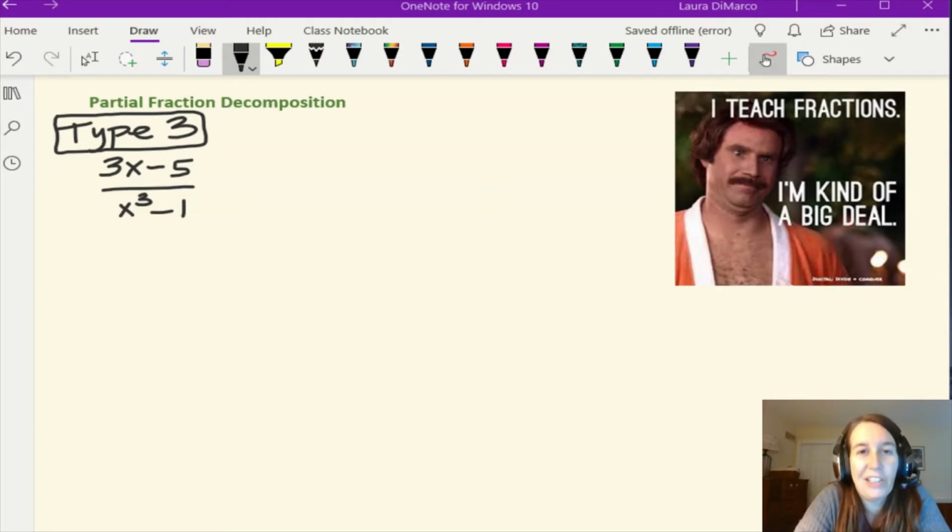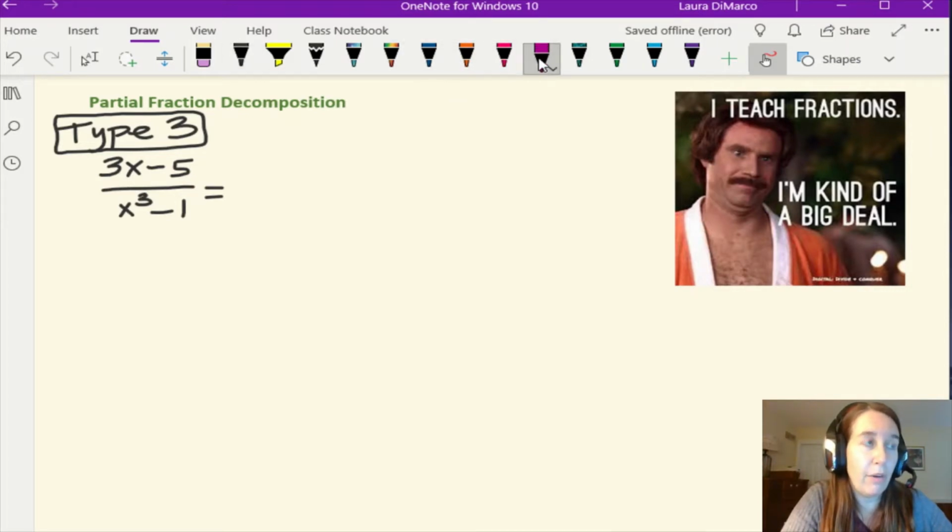Okay, let's take a look at the third type of fractions that we can use partial fraction decomposition on. And this is an example of one, 3x minus 5 on the top, x cubed minus 1 on the bottom. And remember that it's always whatever is on the bottom that's going to determine what the pattern is that we're going to follow. So the first thing we have to do is factor and see if it breaks down and what it breaks down into.